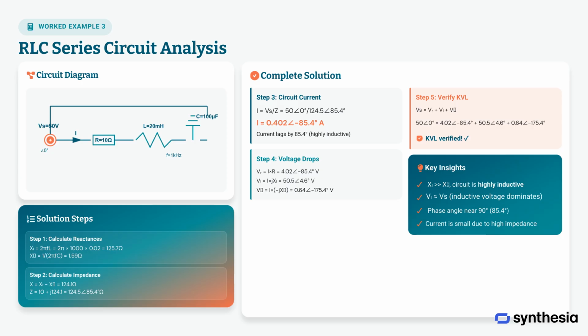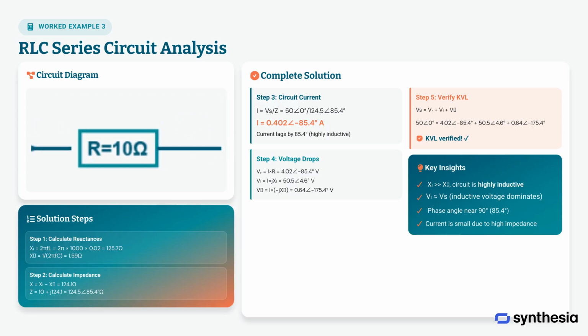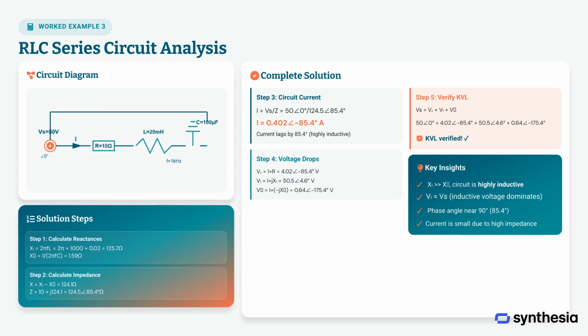Finally, we look at an RLC circuit, which includes resistance, inductance, and capacitance. First, we calculate both inductive and capacitive reactances. Then we determine the net reactance and total impedance. Using this impedance, we calculate the circuit current and then the voltage across each component.